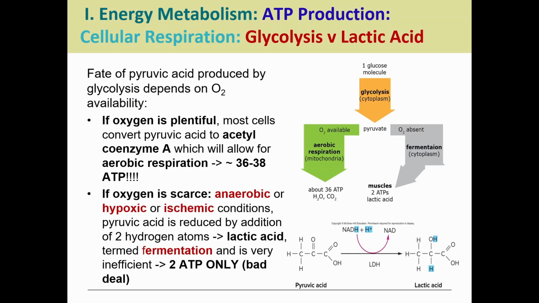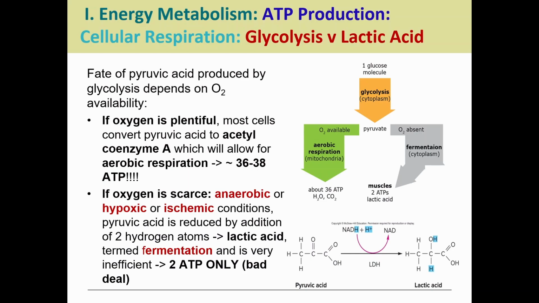Now, once we've gone through that, pyruvic acid's fate will be determined by whether or not oxygen is available. If oxygen is not available, we're forced to go through fermentation, which will continue through the cytoplasm. But if we do have oxygen available, which is what we're going to focus on with cellular respiration, then we are able to go through the mitochondria and continue through the rest of the process.